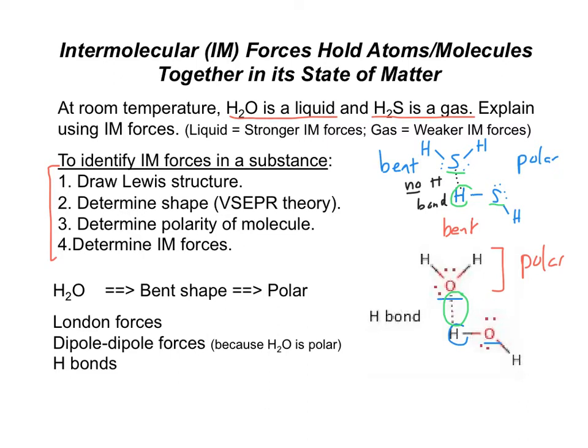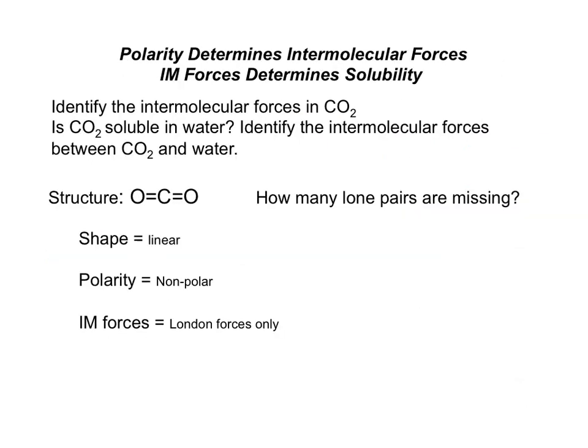So at room temperature, water is a liquid and H2S is a gas. Water has all three intermolecular forces, whereas H2S only has London forces and dipole-dipole forces. This means more energy is required to break the strong intermolecular forces between water molecules, and this results in a higher boiling point for water.